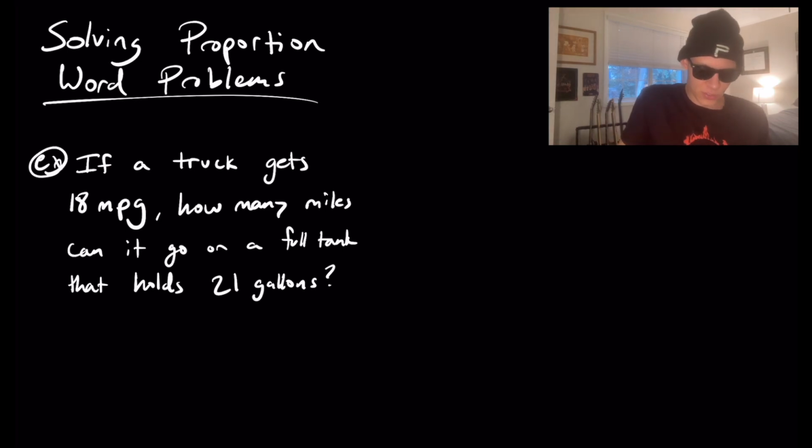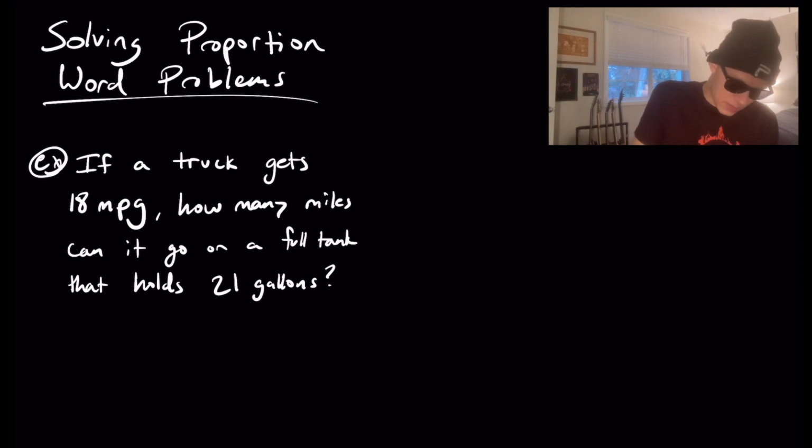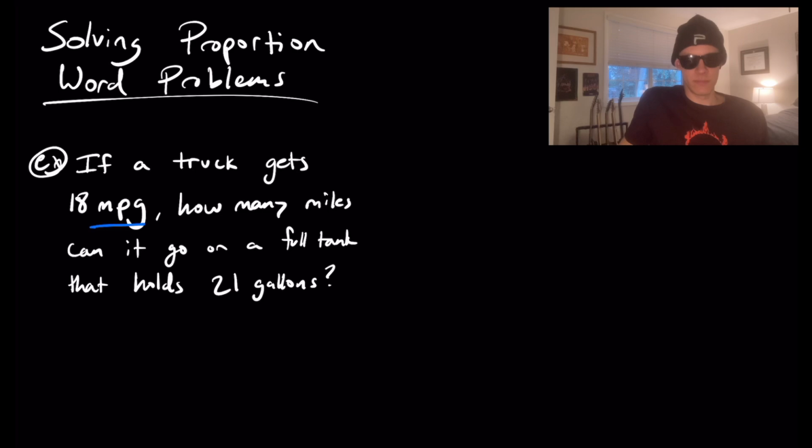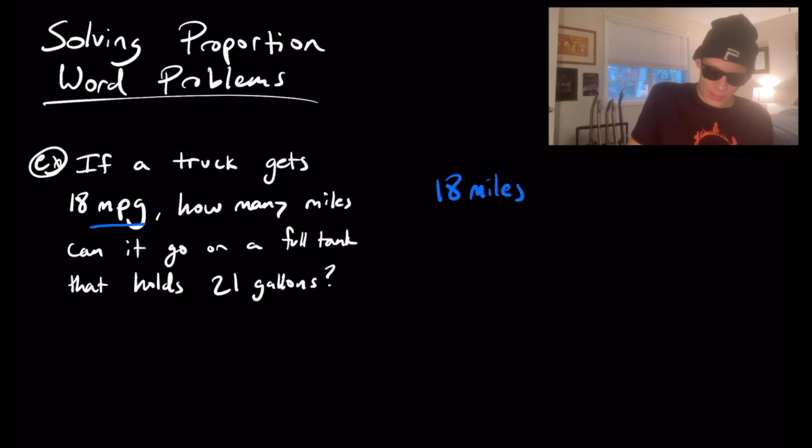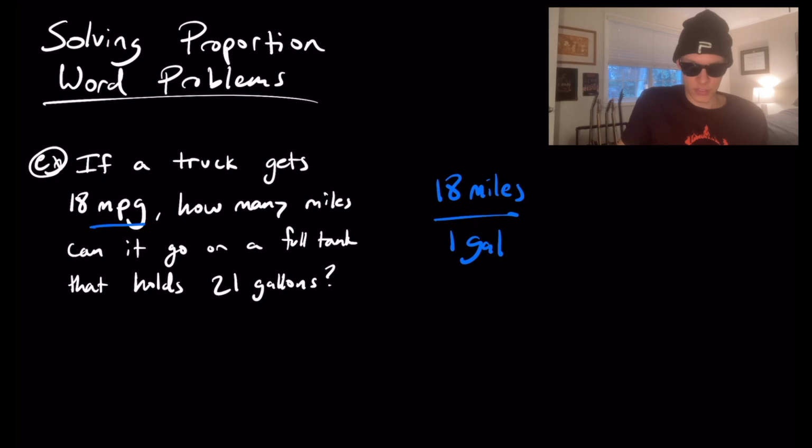So if a truck gets 18 miles per gallon, how many miles can it go on a full tank that holds 21 gallons? So we need to find our ratios that exist in this problem, and it might not be evident right away, but let's look at miles per gallon. What does that mean? So 18 miles is the distance that you can go on 1 gallon of gas in this truck. So there's our first ratio, 18 over 1, or 18 miles per 1 gallon. That's what miles per gallon means. Miles per 1 gallon of gas.